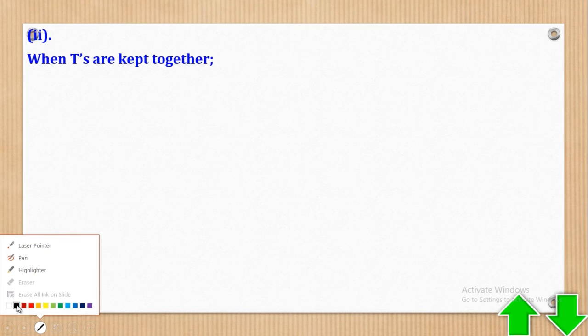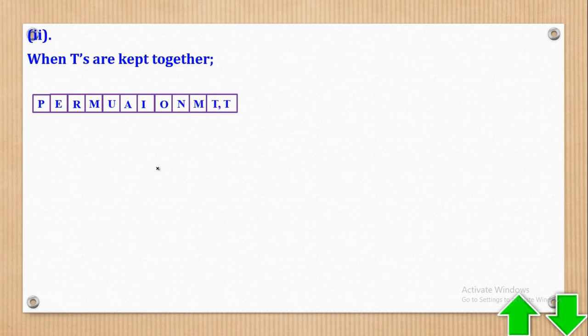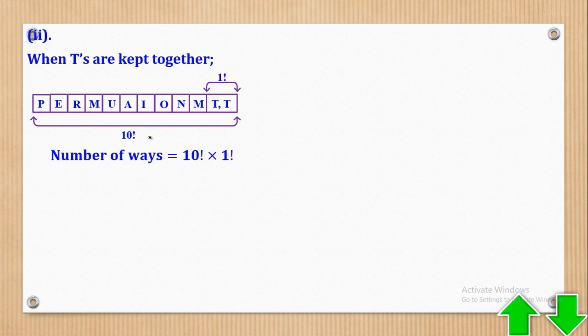So you come and say that when the T's are kept together, we shall need an illustration. So these T's are not fixed, they are just kept together, meaning that we have to rearrange from here up to here. And when you do that, we shall come up with an arrangement of 10 factorial. Then these are two identical items, so the number of ways will be 1 factorial. Therefore, the total number of ways will be 10 factorial times 1 factorial. When you use the calculator, we shall come up with this number of ways.